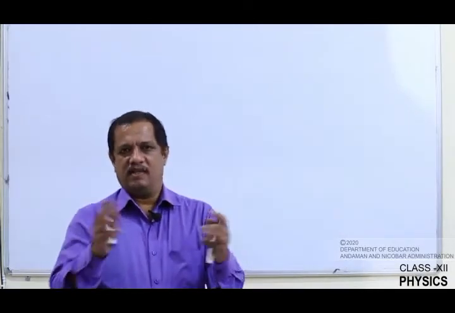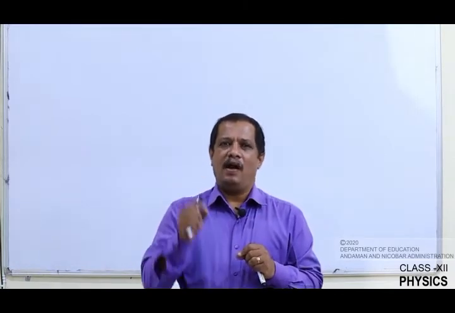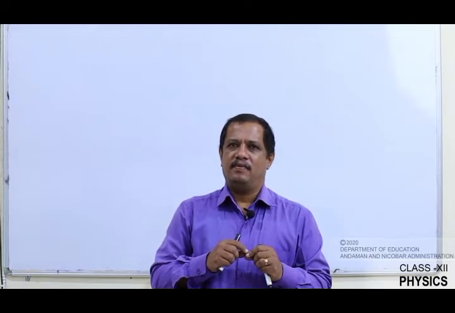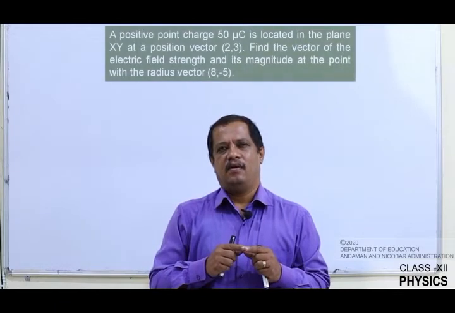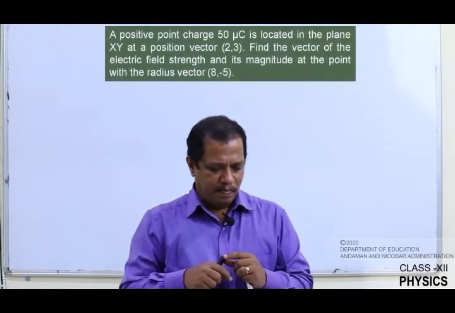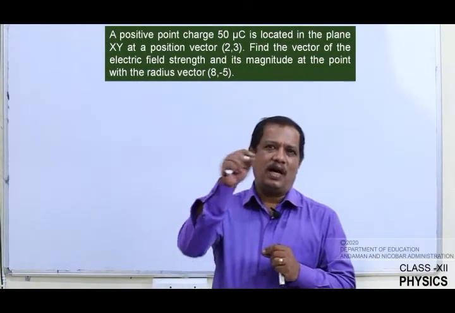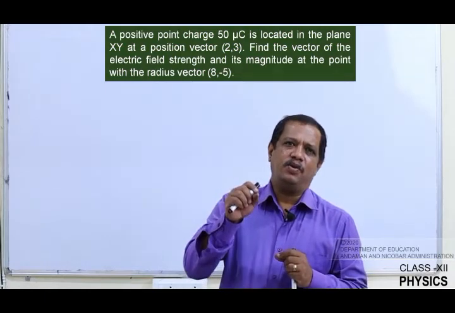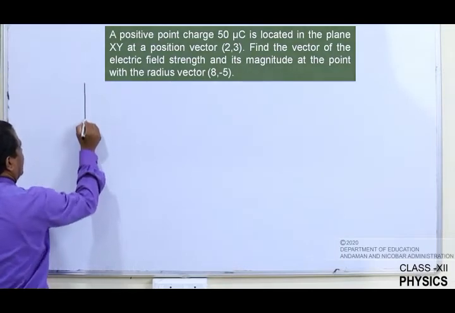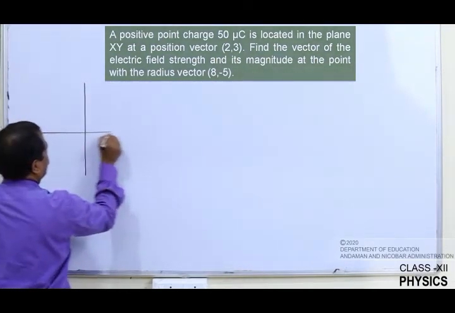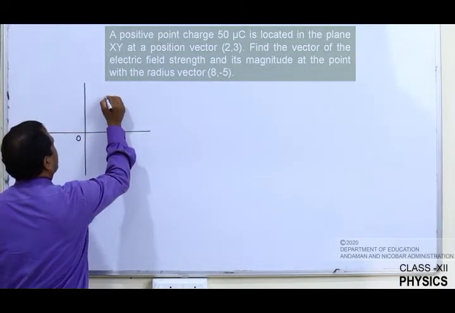Let us move on to another problem. Let us suppose that we have an XY plane. In the XY plane, let me say a point has a position vector 2 i cap plus 3 j cap, and at that point a charge of magnitude 50 microcoulomb is placed. Let me put it in the diagram here. Let me suppose that I have an XY plane. This is the origin. I said 2 i cap plus 3 j cap, so this is the position.